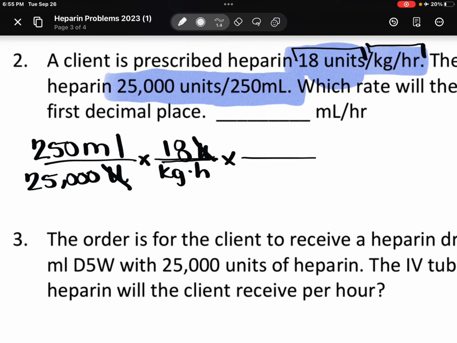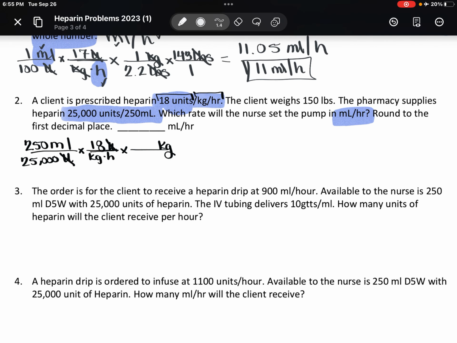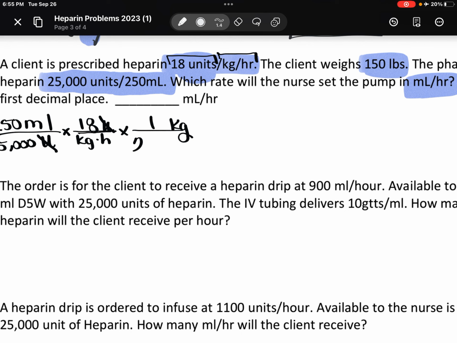So I'm going to take this kilogram, I'm going to bring it up. Where in my problem does it say anything about kilograms? It doesn't, but I know that there's a conversion to make kilograms from pounds. My client weighs 150 pounds, so I could do my conversion, 1 kilogram, 2.2 pounds. So now my kilograms have canceled. I'm left with my pounds. So that gives me the opportunity to bring up my pounds. So I'm going to take the 150 pounds in my problem, put it in my equation, and now I'm going to do my math.